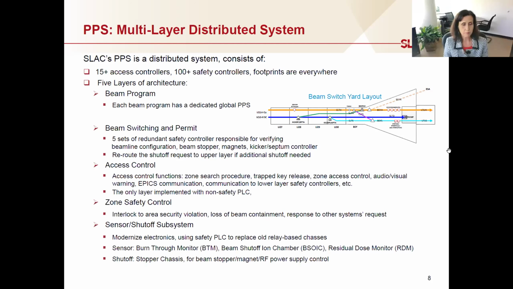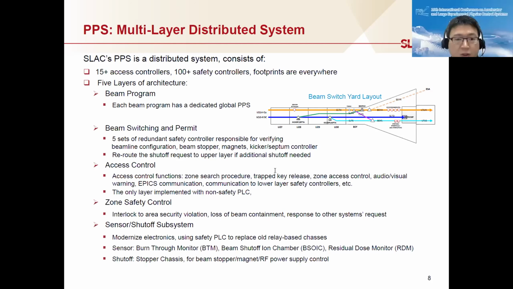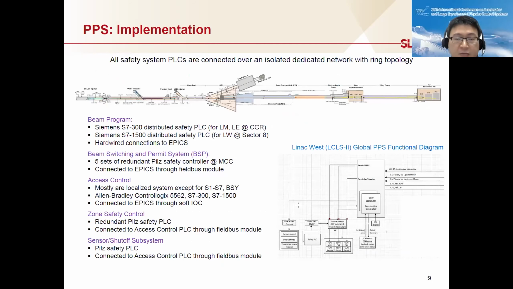Okay, so then the access control, we have responsible access control of our accelerator. Safety is responsible for the safety control of the zone, and then the sensor portion. Here are different layers. We use different technology. Beam program is a distributed safety. Beam switching is a kind of localized safety control. Access control is distributed as well. Zone safety and shutoff system use the local safety control.